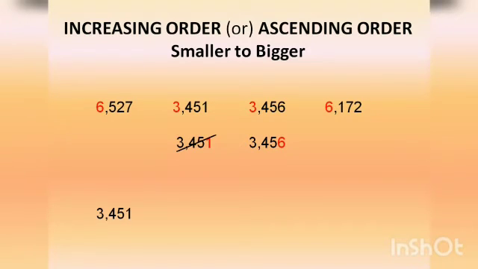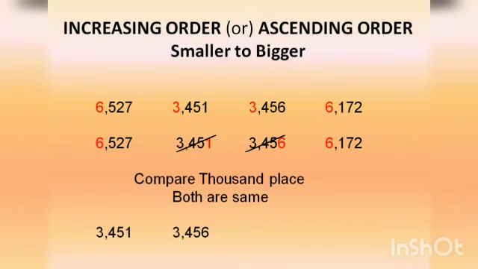The next number, what number is that? 3456 is the next smallest number. Then what should you do next? The thousands place 6 is there, no? You take these two numbers.